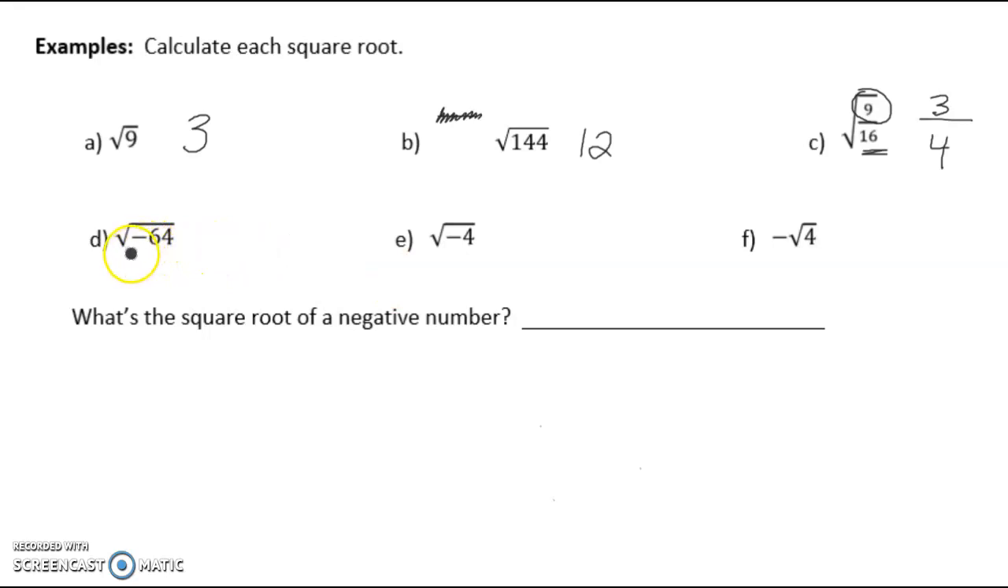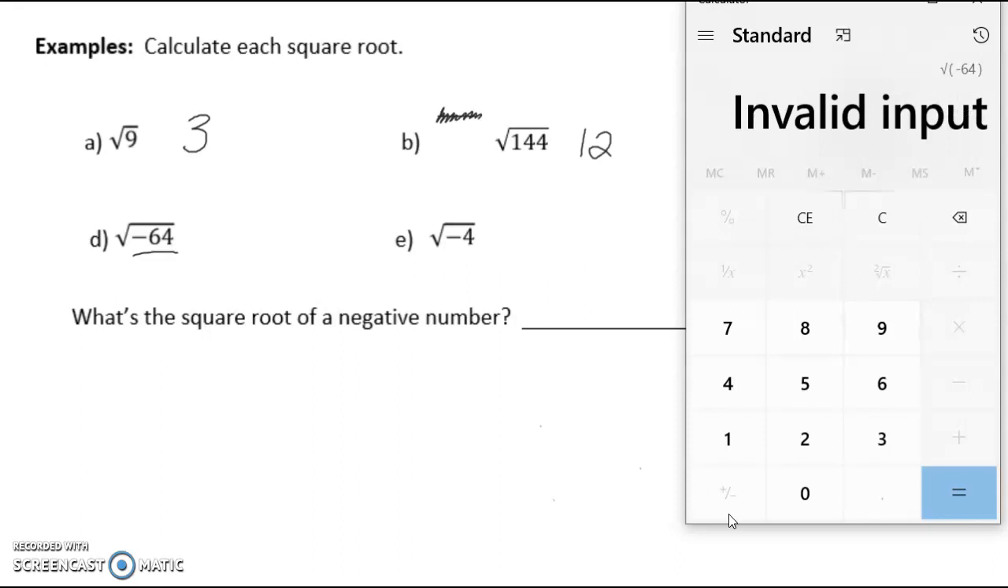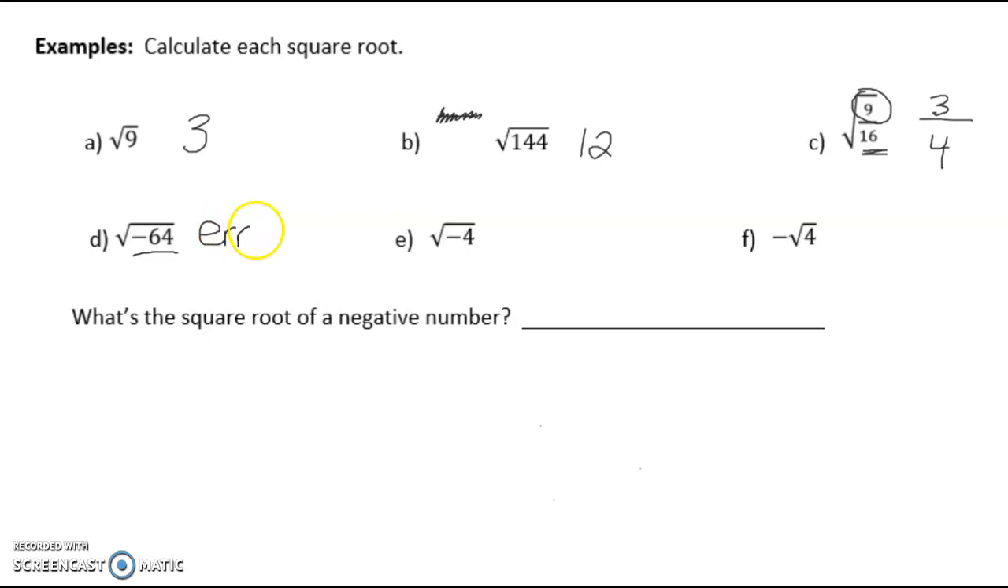Next one. So see, it's a negative underneath the square root. Watch what happens when you do this. 64 negative, and then take the square root, invalid input, or sometimes it might say error. So you cannot take the square root of a negative number. Same thing right here. Because I see the negative in there, I don't even have to put it in my calculator. Just write down error.